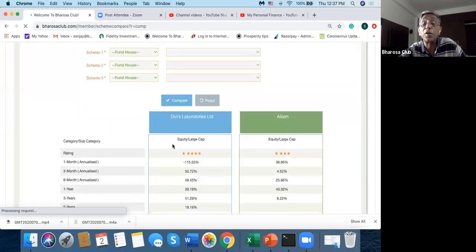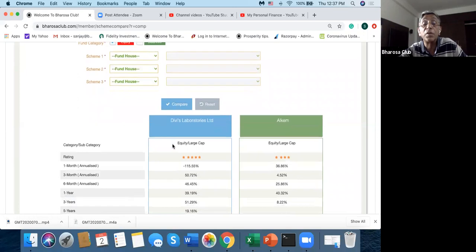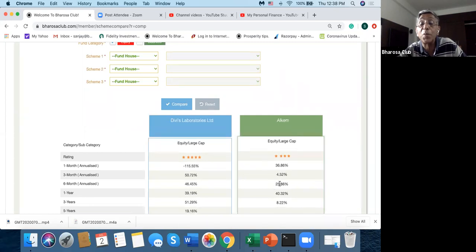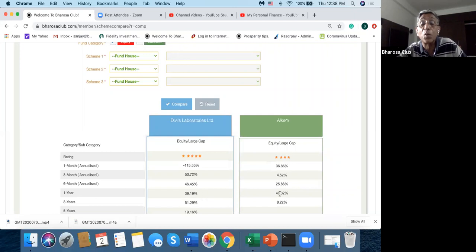Okay, so it says that according to Bharosa, Divi's Labs is rated 5 stars, and Alkem is rated 4 stars. But Divi's Labs has minus 115, and this is something which is annualized. So actually, Divi's Labs has fallen probably around 10% in the last month, while Alkem has been positive. But in 3 months, Divi's Labs was 50% up, while Alkem was only 4% up. In 6 months, this has been 46.45 up, and this is 25.86. And here in 1 year, it's almost a wash. And then in 3 years, this has been up a lot, while this has, right?